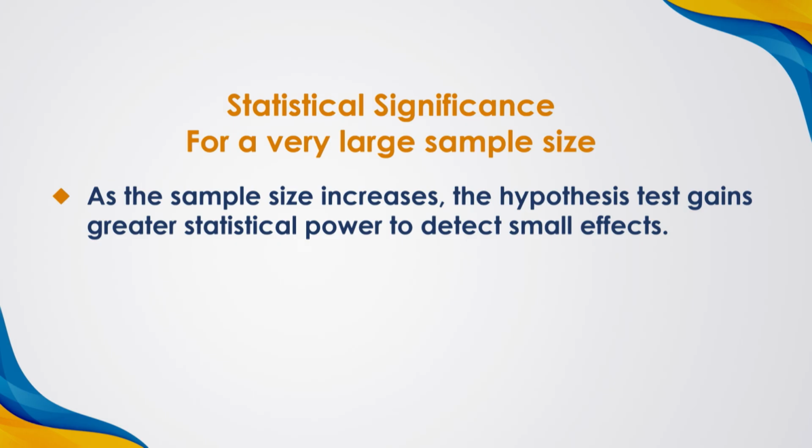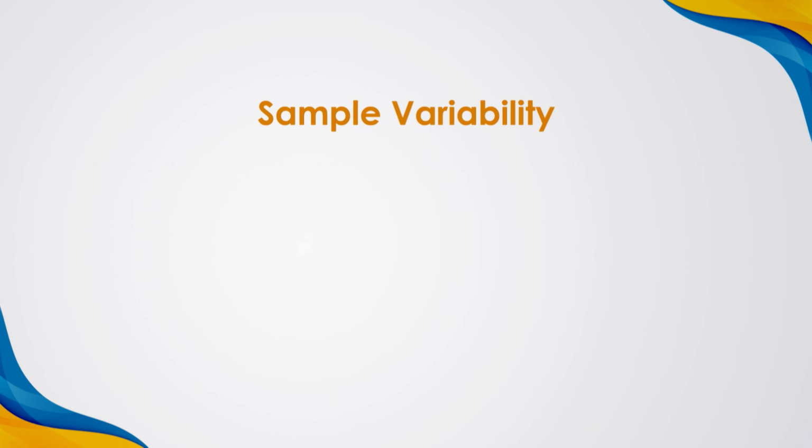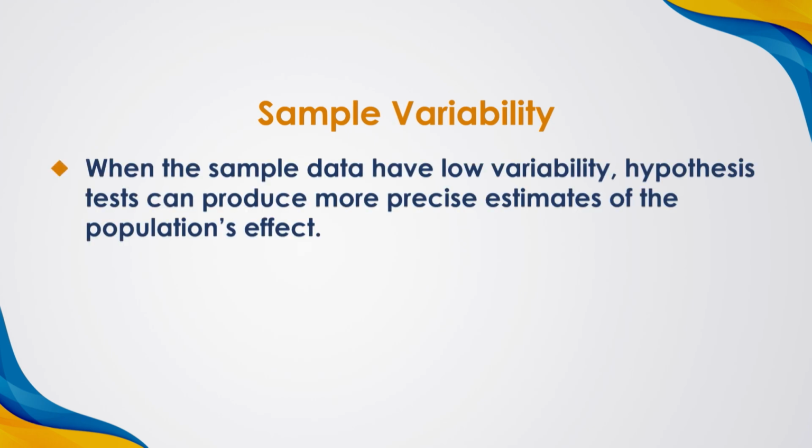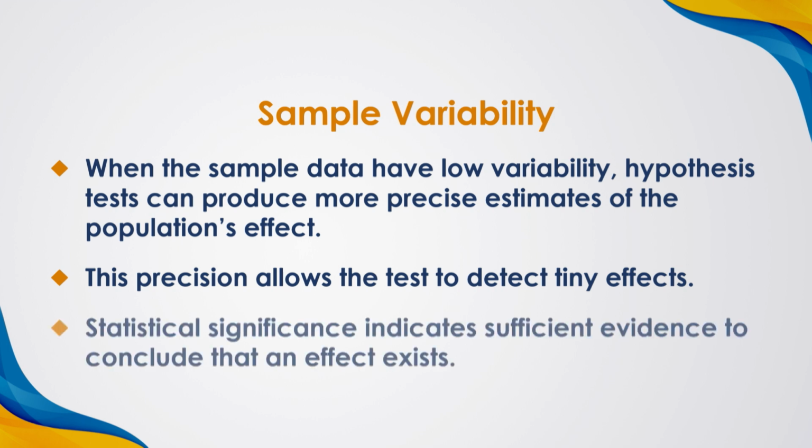Statistical significance for a large sample size: as the sample size increases, the hypothesis test gains greater statistical power to detect small effects. With a large enough sample size, the test can detect an effect that is so extremely small that it is meaningless in a practical sense. Sample variability: when the sample data have low variability, hypothesis tests can produce more precise estimates of the population's effect. This precision allows the test to detect tiny effects.